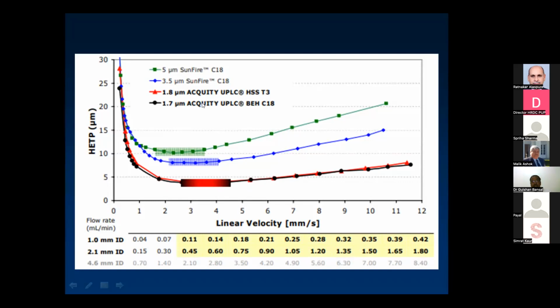for a particular particle size, what flow rate is optimum to work with. When we are working with the 1.7 or 1.8 micrometer particle size, we can work at a flow rate of 2.5 to 4.5 ml per minute or so on. See here again, if we are working with 3.5 micrometer, then the flow rate has to be around 2 to 4. And if it is 5 micron, then the flow rate has to be 1.5 to 3.5. So another thing is that as the particle size is decreasing, the flow rate is increasing.